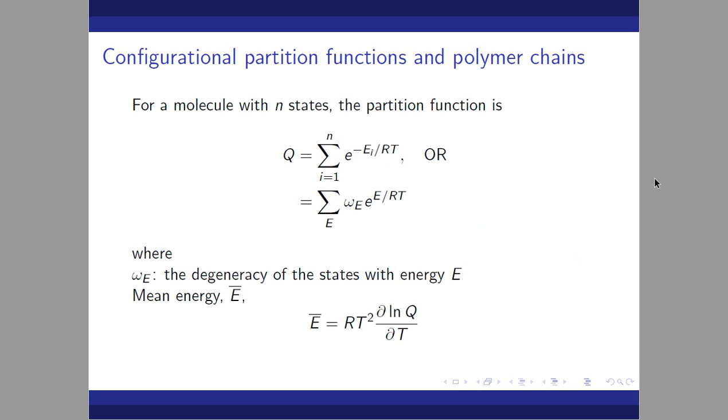Okay, so this one is from our statistical physics: the partition function and the polymer chain. So for a molecule with N states, the partition function is Q equal to the sum from i equal 1 to N of exponential minus Ei over RT, or the weighted density of states with energy E, omega(E) exponential minus E over RT, where the mean energy is equal to RT squared d ln Q over partial T.